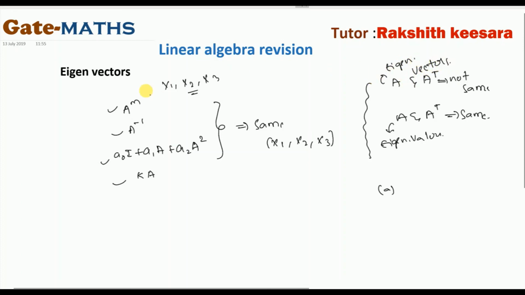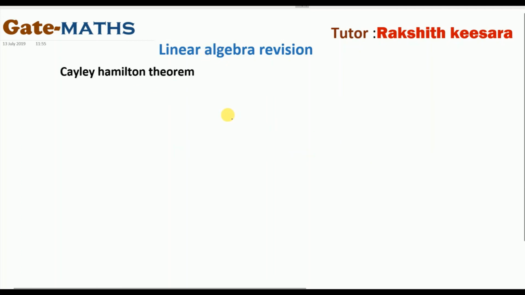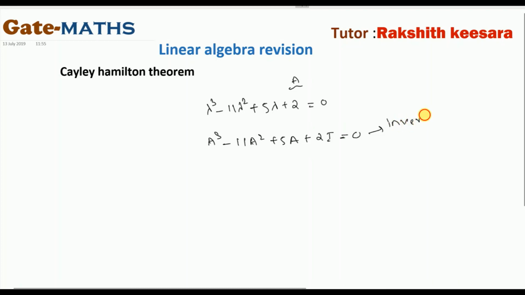With this, the important points on eigenvectors are completed. The last topic is the Cayley-Hamilton theorem. It states that every square matrix will satisfy its own characteristic equation. Suppose λ³ - 11λ² + 5λ + 2 = 0 is the characteristic equation of A. Then A should satisfy this: A³ - 11A² + 5A + 2I = 0. A should satisfy this characteristic equation. And this theorem is used to find the inverse of a matrix and high powers of a matrix.